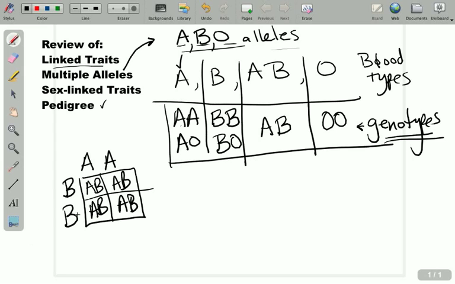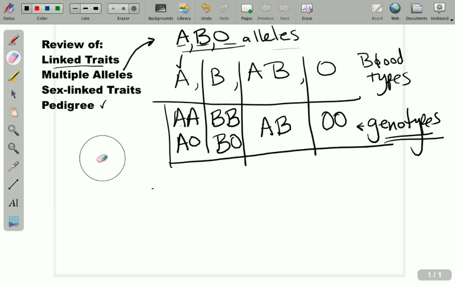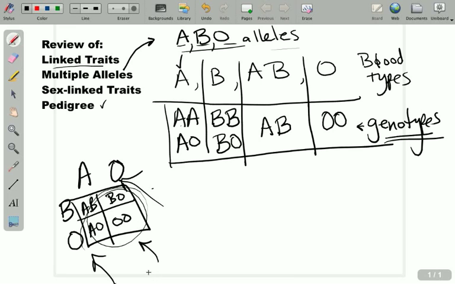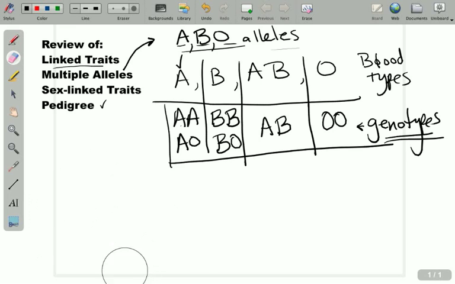But you can get AB blood other ways. For example, you can have someone who's AO and BO, and if you notice, this gives you different blood types, but this person can give you AB there. The second one would give you B blood type, this would give you A blood type, and this would give you O blood type. So this cross actually can give you four different blood type children. That's something we did in class too.